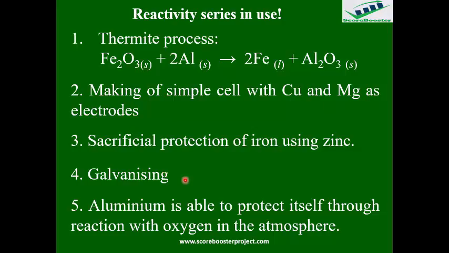Aluminum is able to protect itself through reaction with oxygen in the atmosphere. Yes, aluminum is reactive also, as we have said, because it's high up in the electrochemical series. It's reactive, but when exposed to the atmosphere, there's going to be a reaction with oxygen. So when it reacts with oxygen, the oxide coats the surface and prevents further reactivity. In such a way, aluminum oxide is formed and is able to protect itself from damage.